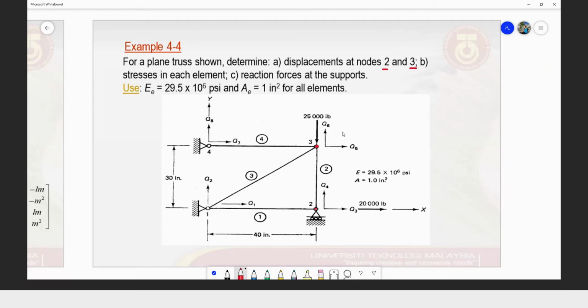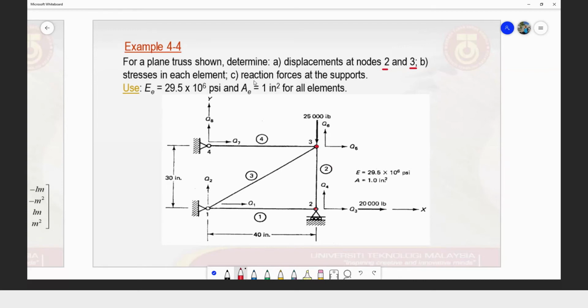In this example, we would like to determine (a) the displacement at nodes 2 and 3, and (b) the stresses in each element. This example will show you how to determine stresses in each element. But if, for example, we just solve for one element, the process to determine the stress is actually the same. If I would like to determine the stress for element 1, 2, or 3, the process is the same. It's just the elements and the geometry that differ between each other.